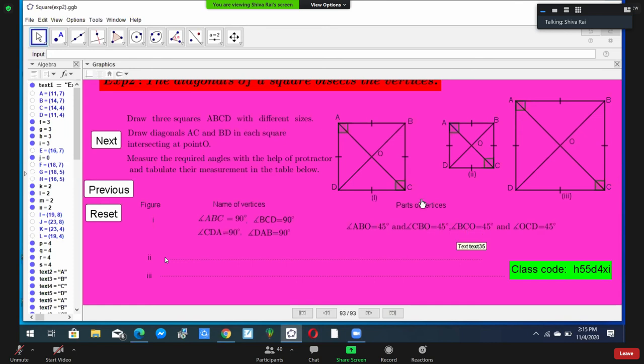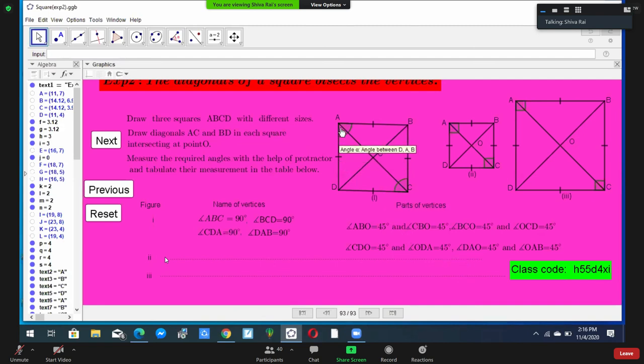Look, in the second, BCO. Now the parts of the vertex BCD. One part is, you look here, BCO. Another part is OCD. BCO is one part, 45 degrees, and another part OCD also 45 degrees. Now the parts of vertex CDA. Here you look, this angle is CDA. Its parts: one part is CDO and another part is ODA. Both of them must be 45 degrees.